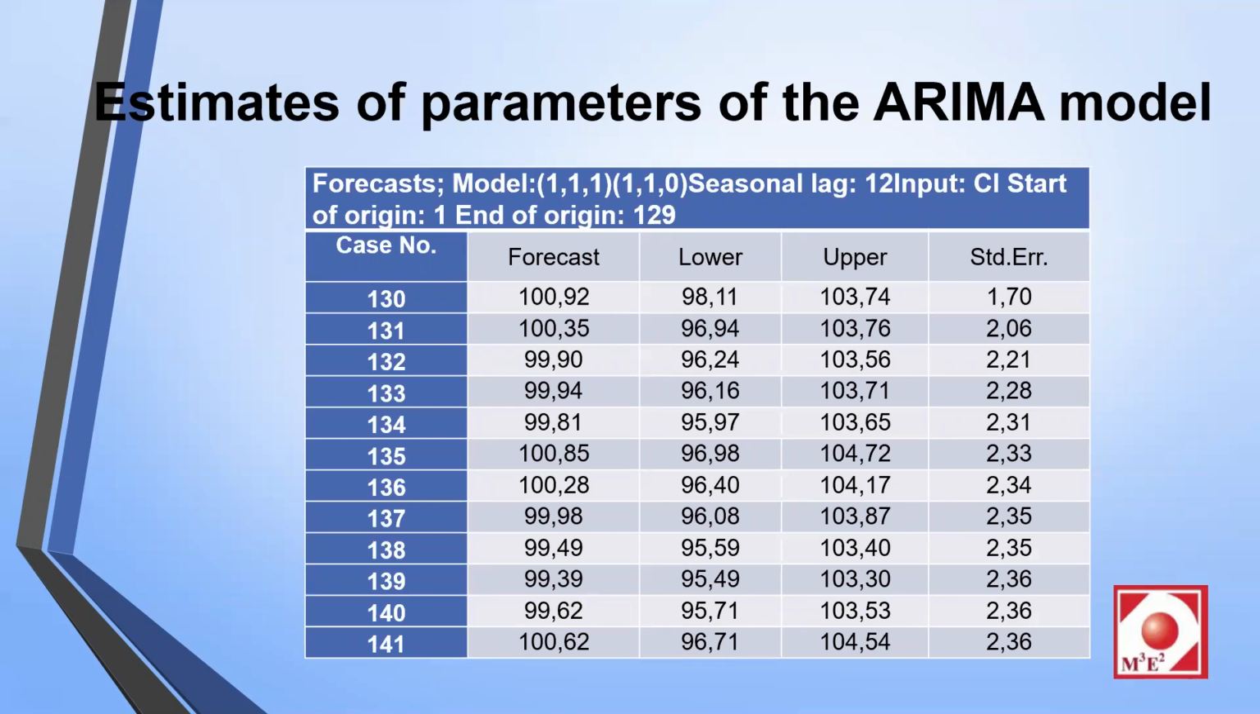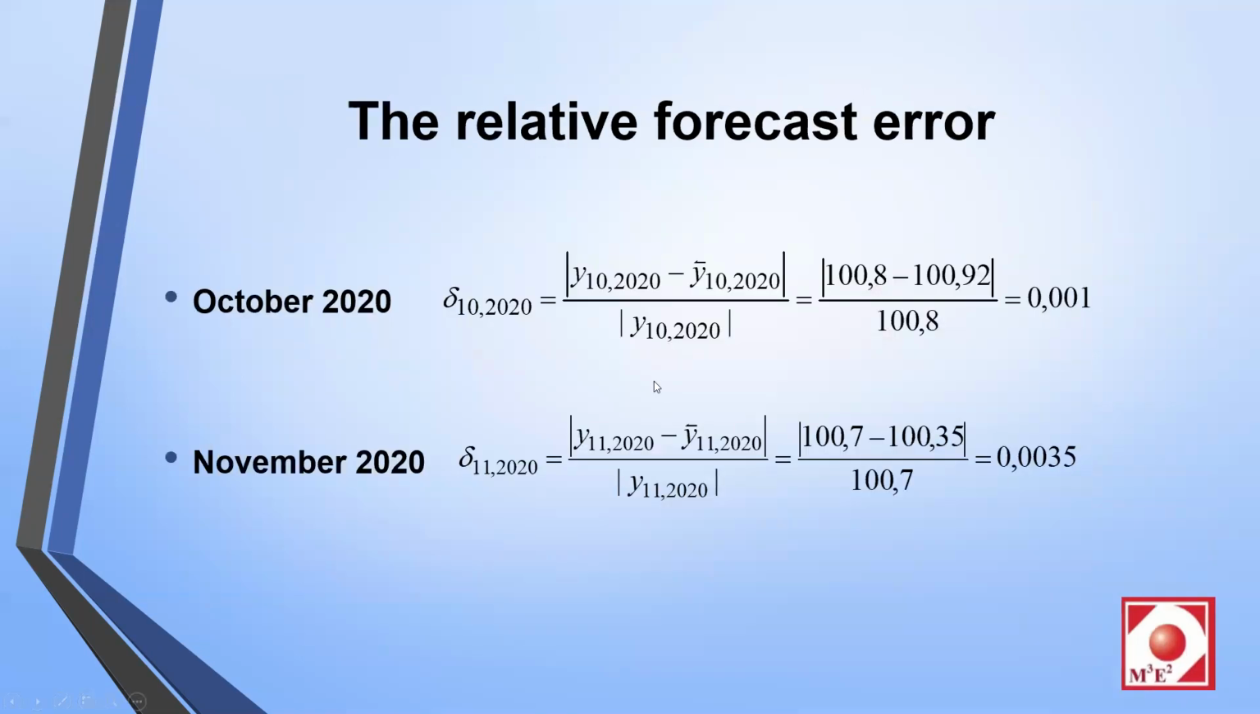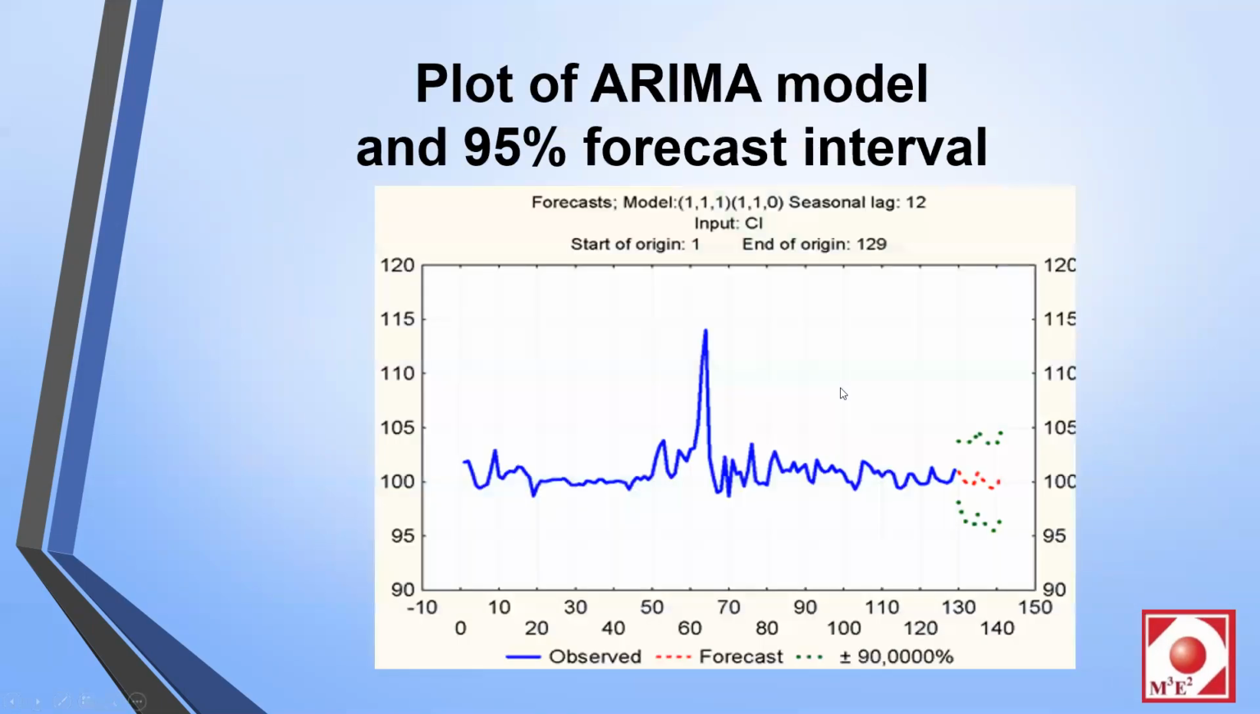Calculate the relative forecast error. Comparing the predicted values with the real values, we obtain relative forecast errors of 0.1% and 0.35%, which is worse than the Holt-Winters model, but is quite acceptable for analyzing the dynamics of inflation. The figure shows a plot of the ARIMA model with a predicted interval. We are convinced of the adequacy of the obtained seasonal ARIMA Box-Jenkins model by analyzing the histogram of residuals and the normal curve.